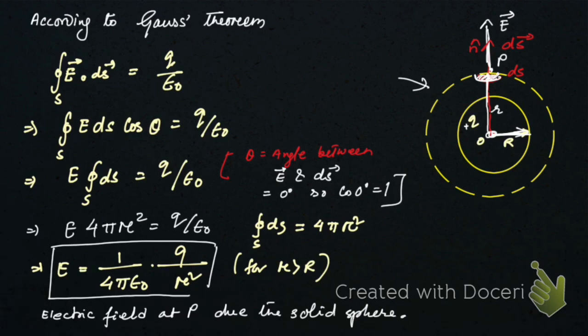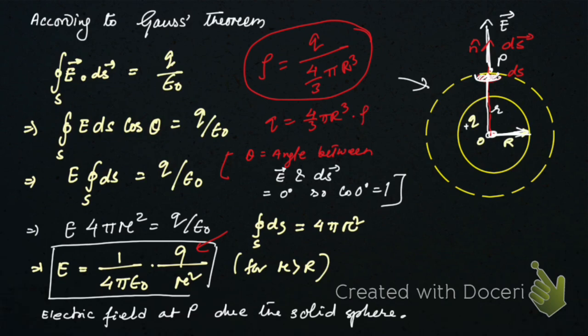One more thing, we have also considered rho, that is the volume charge density, that is q by its volume, 4 by 3 pi R cube. If you use this relation, q will be equal to 4 by 3 pi capital R cube into rho. That is what we will get. If you use this relation here instead of q, then what we will get?